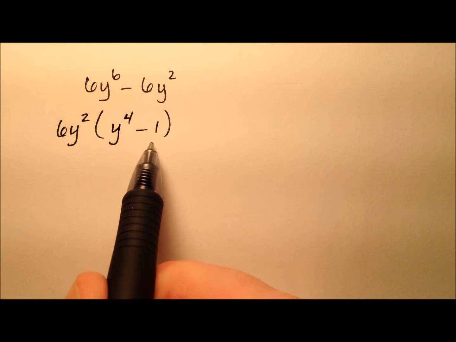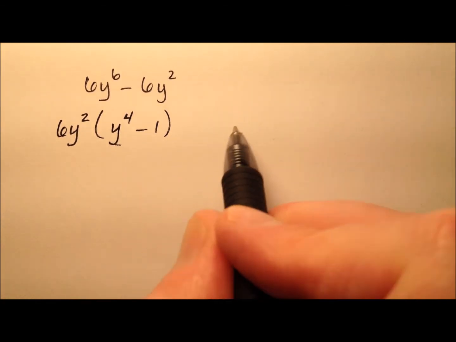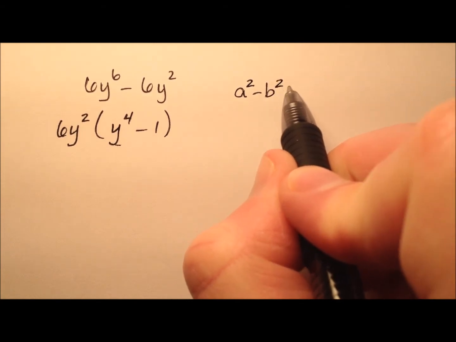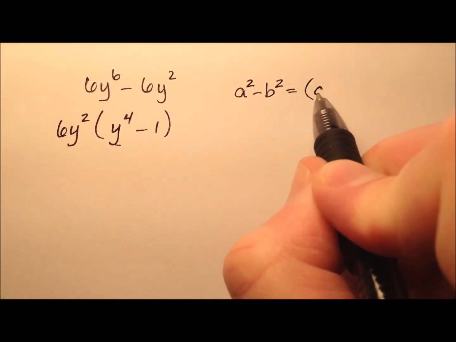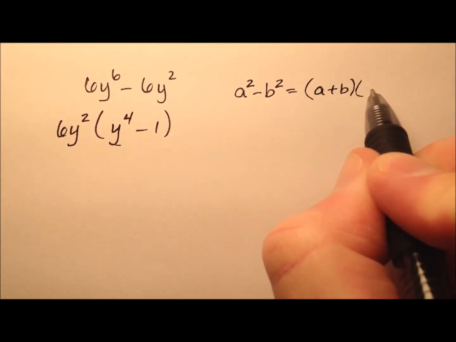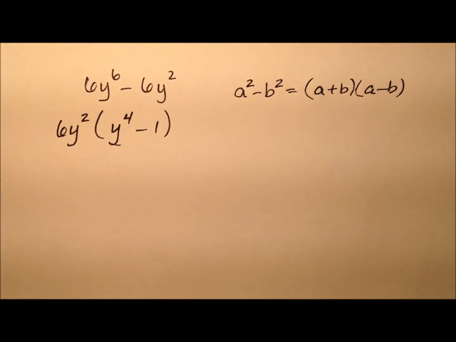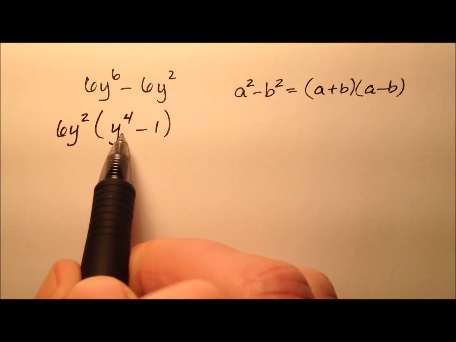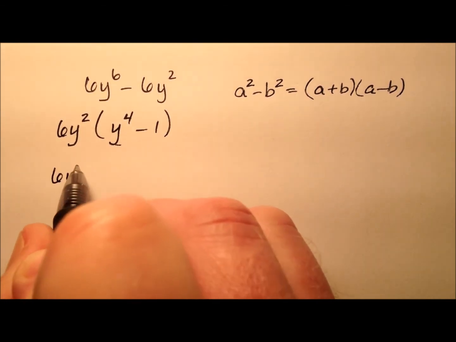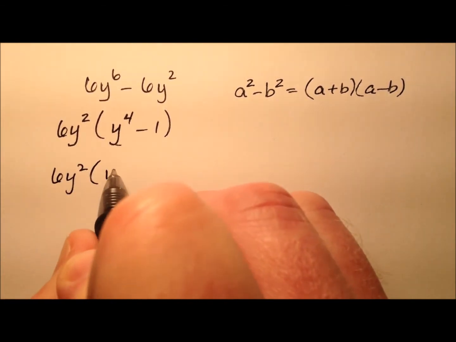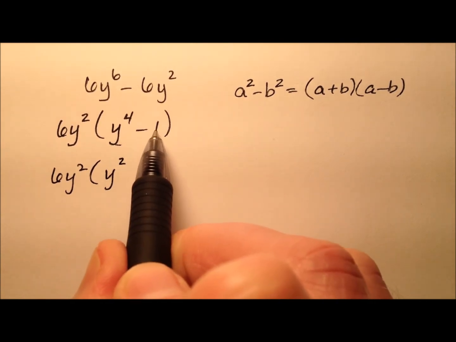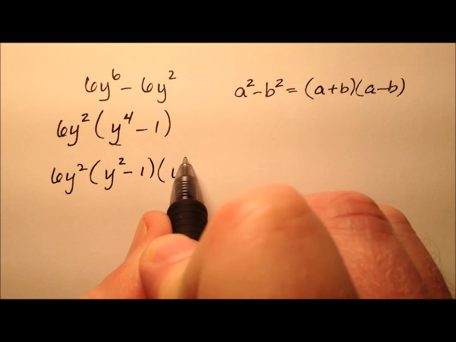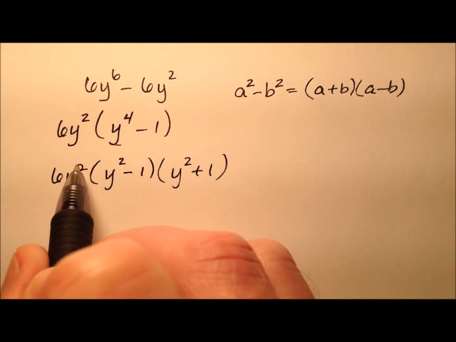Well, the y to the 4th minus 1 looks like it's a difference of squares. So remember, difference of squares, a squared minus b squared, can be factored into (a plus b) and (a minus b). So we just need the square root of both of these terms. So the square root of y to the 4th is y squared, and the square root of 1 is 1. So y squared minus 1 and y squared plus 1.